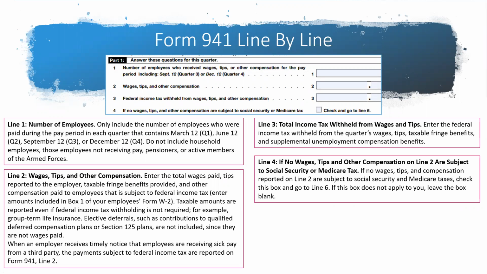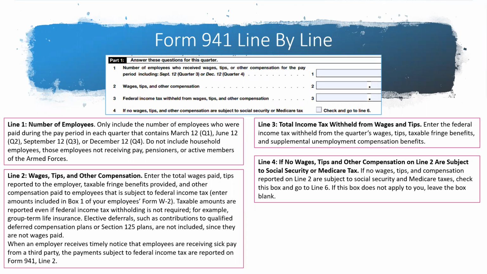So line 1 is the number of employees. You're only going to include the number of employees who were paid during the pay period in each quarter that contains the 12th of a specific month within the quarter. And that month happens to be the last month of the quarter. So March 12th, June 12th, September 12th, or December 12th. However many employees were paid in the pay period contained in that period is the number of employees that you're going to report on line 1 of the 941.